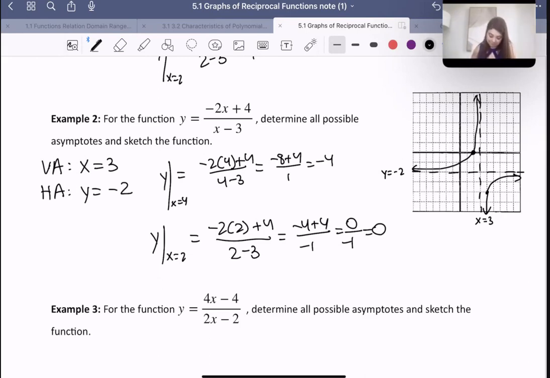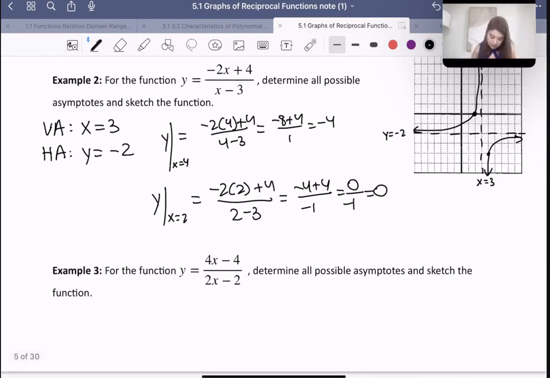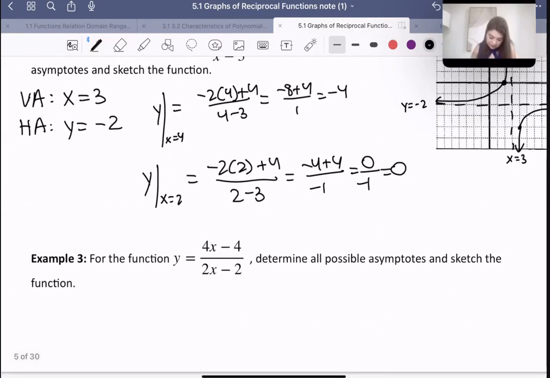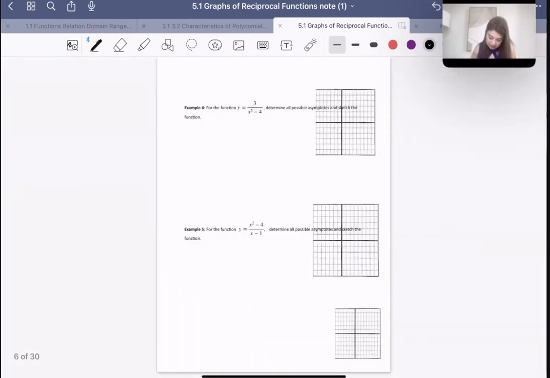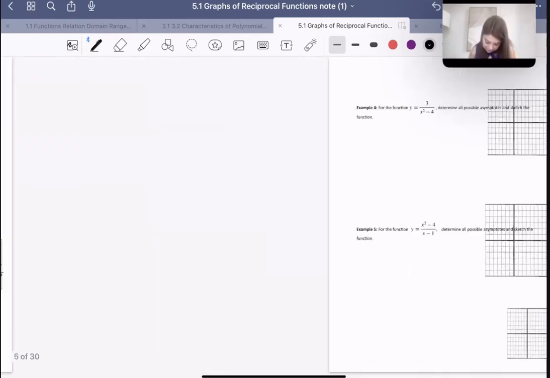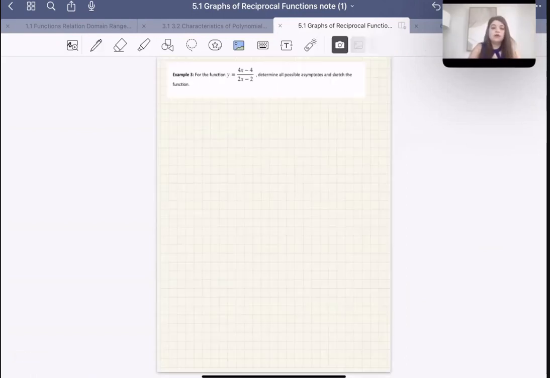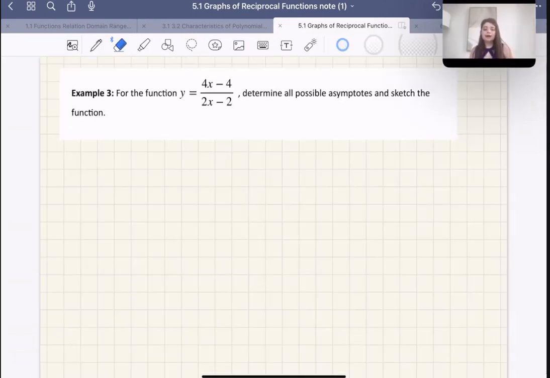Okay, let's try this one. It says example 3. Determine all possible asymptotes and sketch the function. Oh, this is kind of cut off in a strange place here. I'm going to put this on a separate page. Hold on a sec here. Okay, so let's try this one next.